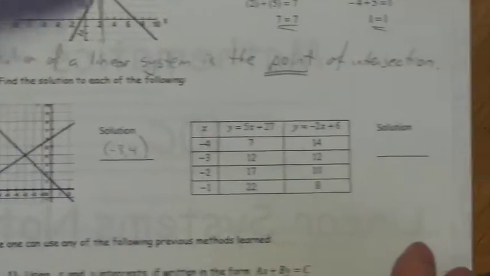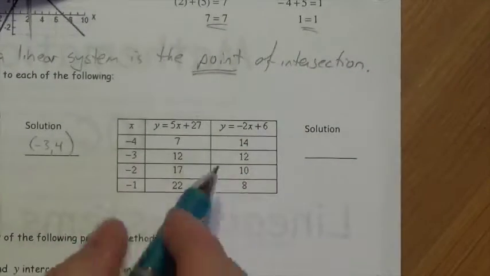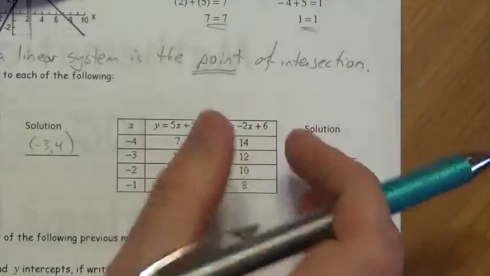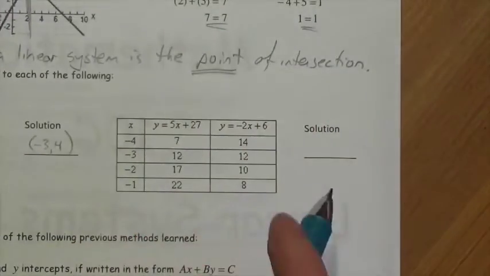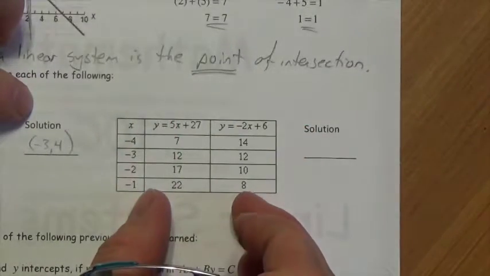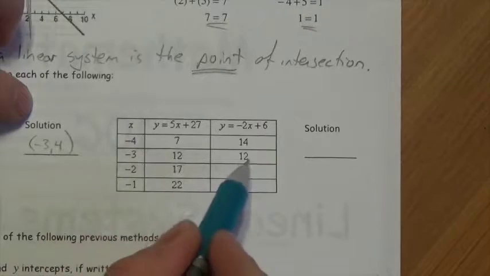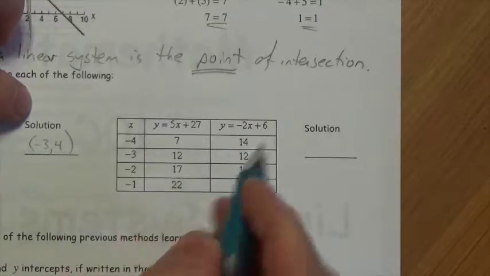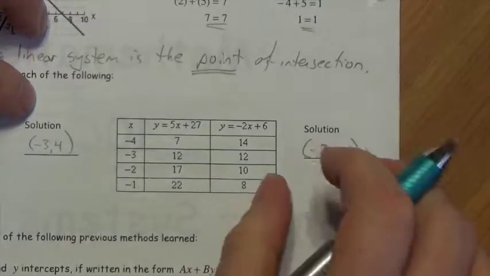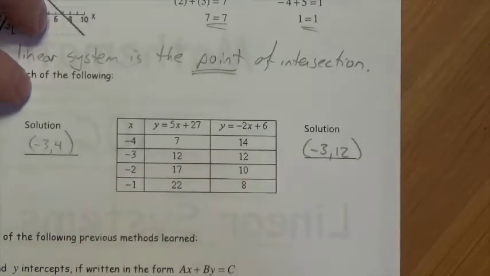Over here, when it's a table of values, I've given the equations here, but what we're looking at are the points. What I'm looking for is the specific point where the y coordinates are the same, and we can see that that's true right here at (-3, 12). And so that is the solution to the system of equations implied here.